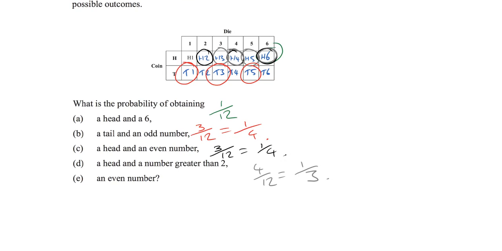And then finally, we've got an even number. Let's use a highlight for this one. So 1, 2, 3, 4, 5, 6. Those are the possibilities where we have an even number. So it's going to be 6 out of 12, which is a half. There we go. Nice and straightforward.